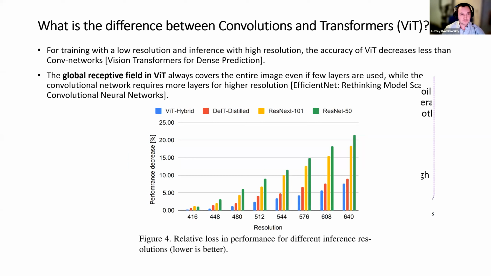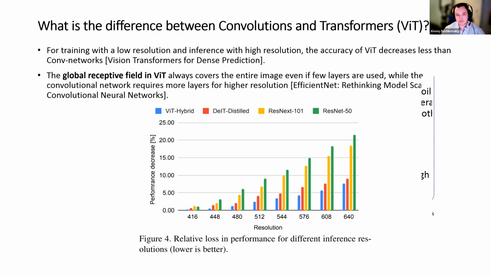Another difference is from the DPT paper, from our paper. We tried to train two networks, convolutional and ViT, with low resolution, 400 pixels. Then we tried to increase this resolution up to 600 pixels and test accuracy. We saw a drop in accuracy, but accuracy for convolutional networks drops much more than for ViT. And we assume that this is due to the global receptive field in ViT.